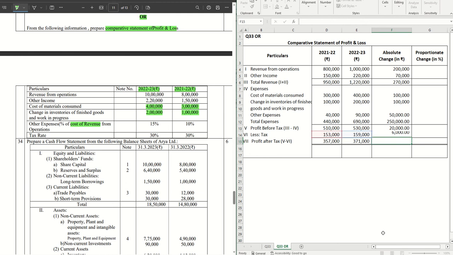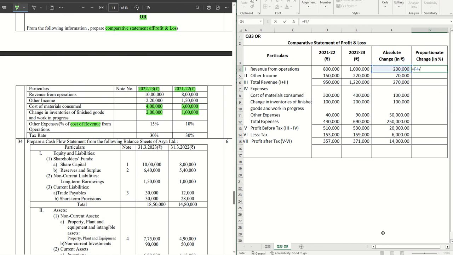Even for the totals, you have to do that. Don't miss that out. For each and every figure that you have in these columns, you have to subtract and to find out the absolute change. Okay. Now for proportionate change. In the common size, we saw the income statement, the revenue from operations is taken as the common base, but this is comparative statement. You are comparing both the years. In this case, the previous year figures become your denominator for each of these items, right?